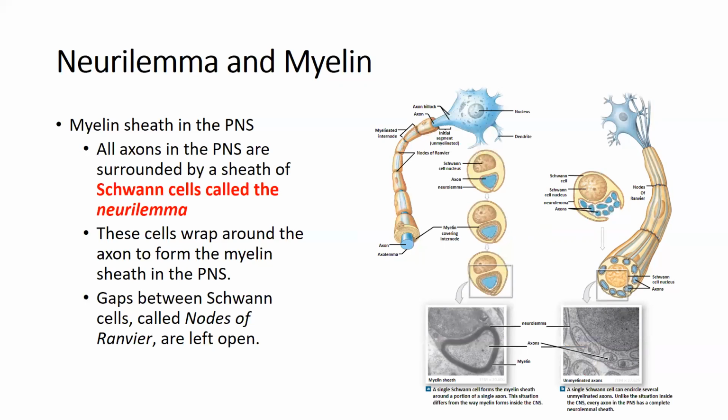Alrighty, so two takeaway points here. Neurolemma, which is specific to the peripheral nervous system, is really formed by the Schwann cells as they tightly hug the axons. The second takeaway point is that there are some intentional gaps in between those Schwann cells, the nodes of Ranvier, that speed up the saltatory conduction down the length of that neuron.